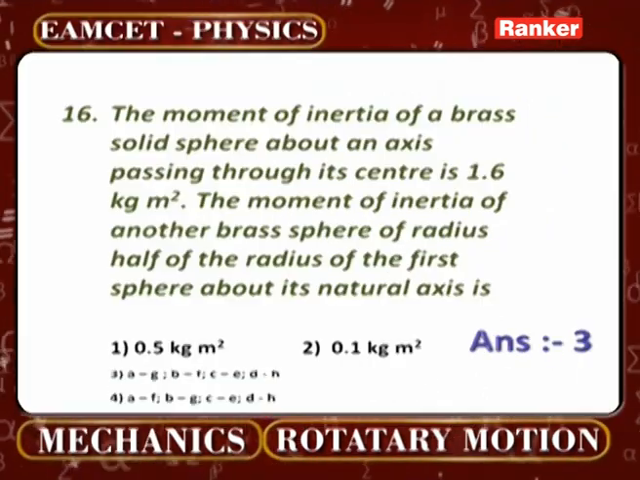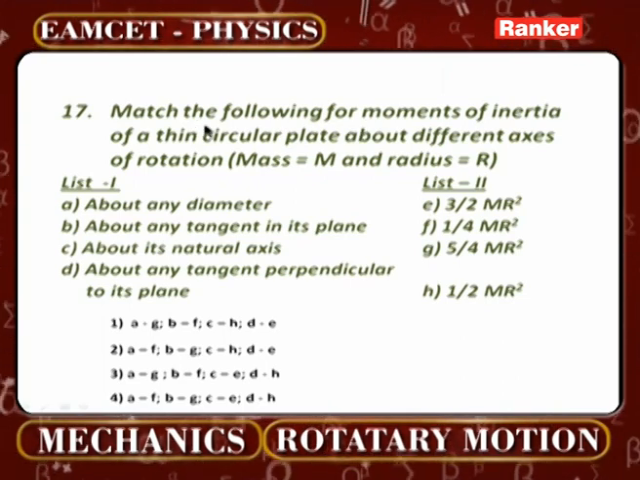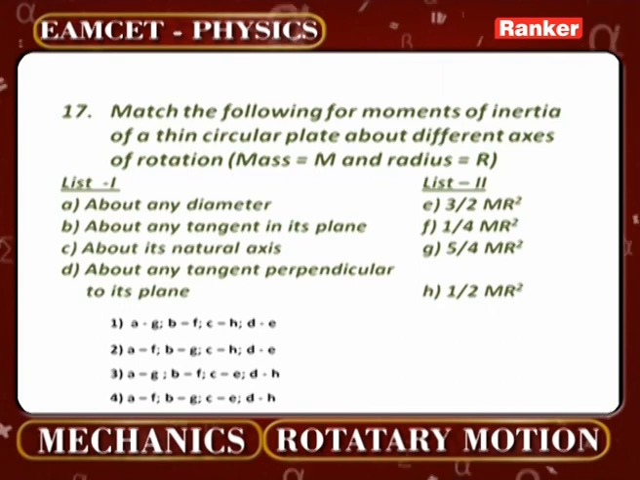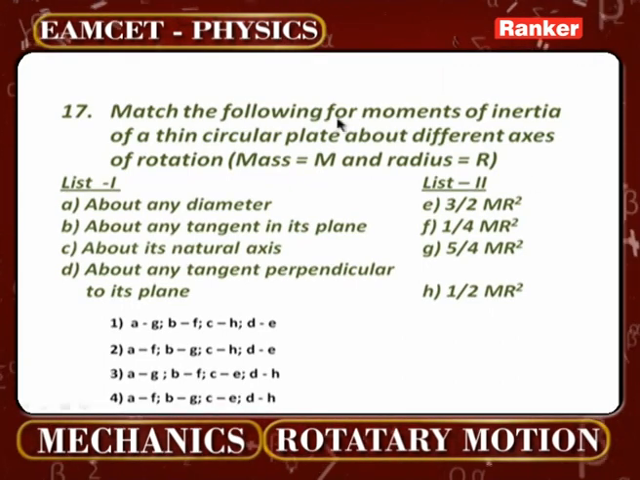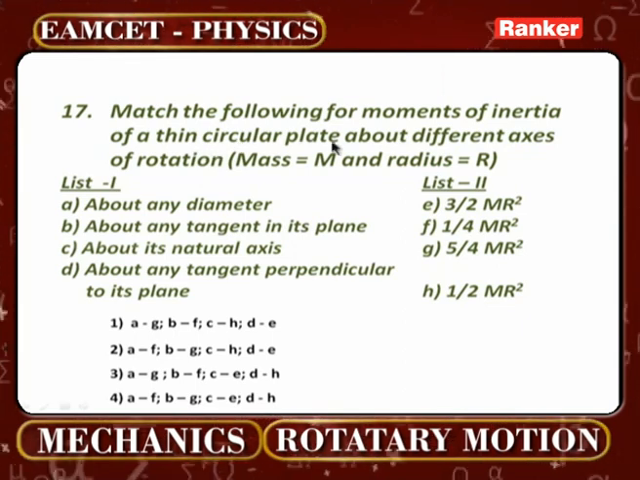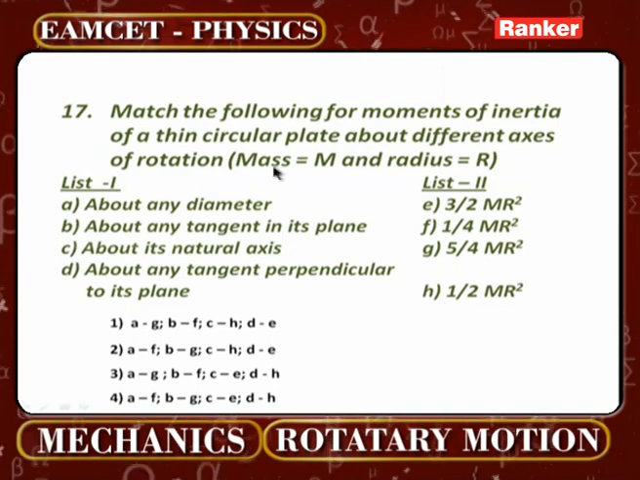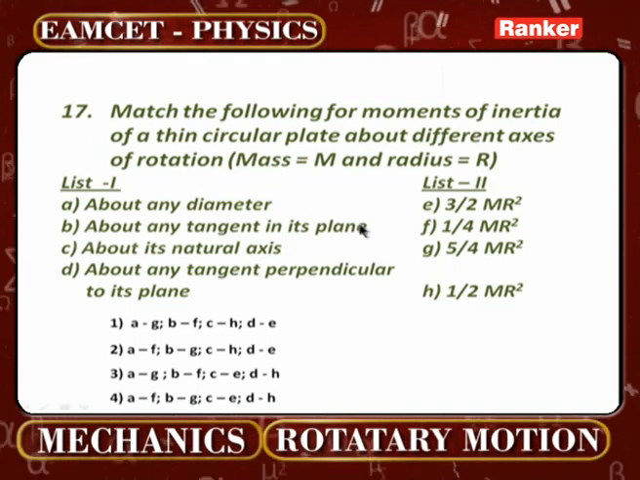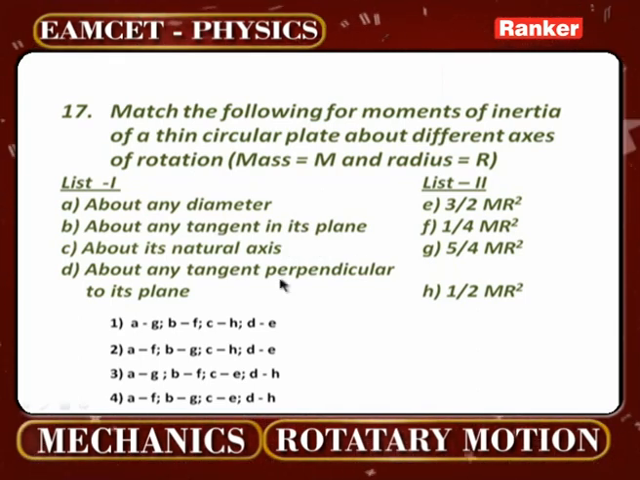Now let us check the 17th number, which of course is a match the following model question. Of the same body, moment of inertia along different axes has been asked there. Match the following for moments of inertia of a thin circular plate about a different axis of rotation. About any diameter is the first one, any tangent in its plane the second one, about its natural axis the third, about any tangent perpendicular to its plane. All the four I will directly write them.